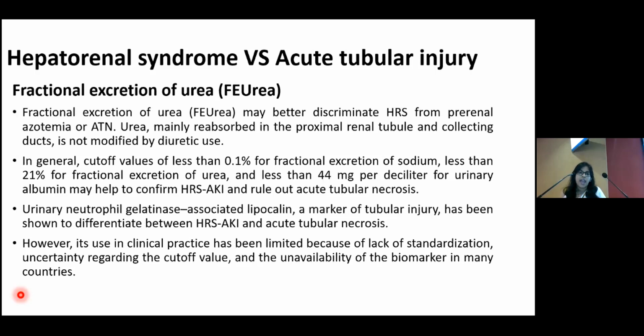from the diuretics. And so now the recommendation is, if you combine both the fractional excretion of sodium, that is less than 0.1%, and the fractional excretion of urea less than 21%, with the urinary albumin excretion, that is usually less than 44 milligram per deciliter in hepatorenal syndrome, you can use these three values to differentiate HRS-AKI from acute tubular necrosis. And we have other biomarkers like neutrophil gelatinase associated lipocalin, the NGAL, that is a marker of tubular injury, that is high in ATN, that also can be used to differentiate HRS-AKI from ATN, but their availability and their standardization is less evident, and there's also uncertainty regarding its cutoff values.